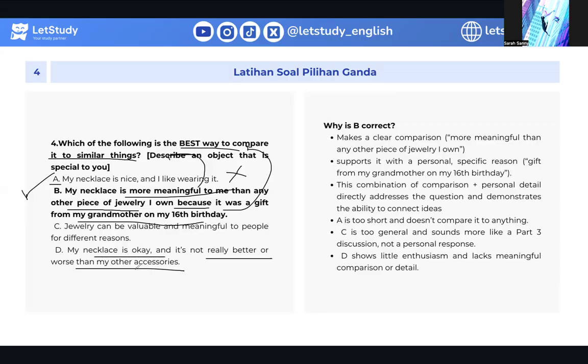Like, oh, my necklace is okay. I don't really think of it as really special because, well, it's already kind of old and so on. So because of that, I really like this other necklace that I have though. Or oh, there's this beautiful necklace in an online shop that I really want to buy. Seperti itu untuk jawabannya jadi benar. Jadi untuk sekarang B adalah jawaban yang paling tepat.